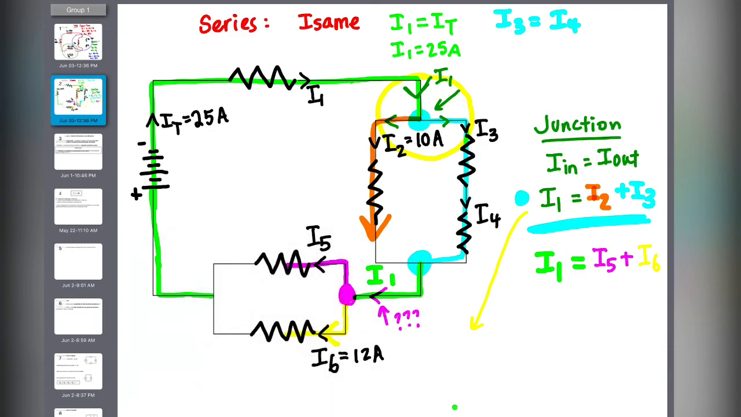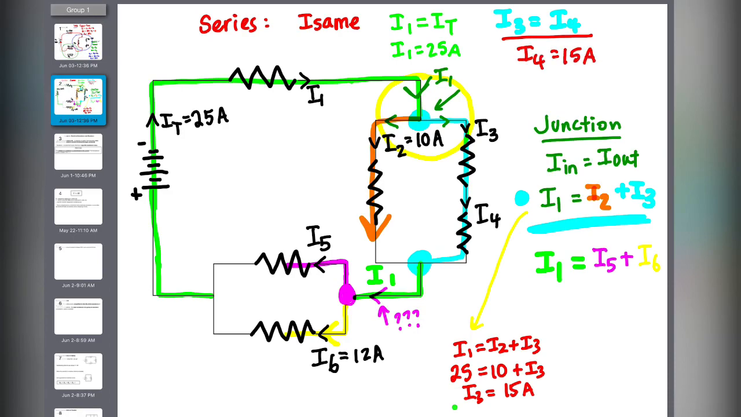I know I1 is, so I'm going to rewrite this. I1 is I2 plus I3. I know I1 is also 25. I know I2 is 10. Solving for I3, I3 is going to have to be 15 amps. And when I found I3 at the top here, I can also say that I4 also has to be 15. So I found the I3 and the I4.